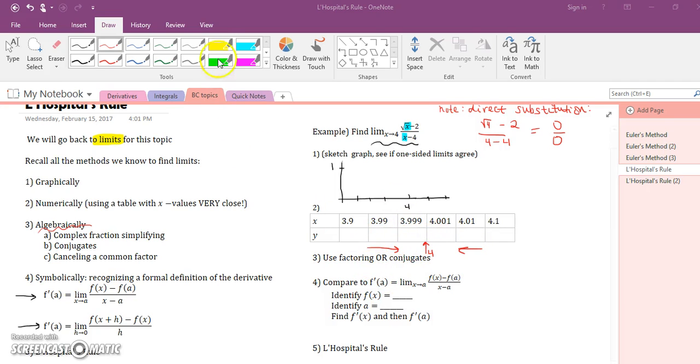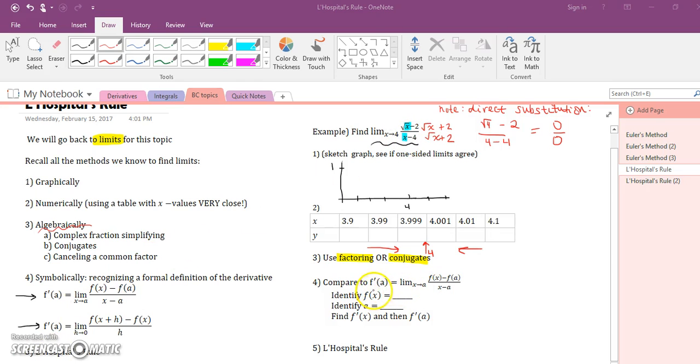Then I want you to do some algebraic manipulation. You could use factoring or complex conjugates. Just realize that when I say complex conjugate, I mean like x plus 2 and x minus 2. You could also factor the denominator,forcing it as a difference of 2 squares.